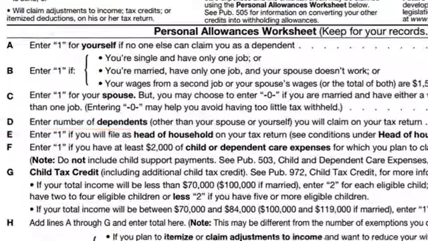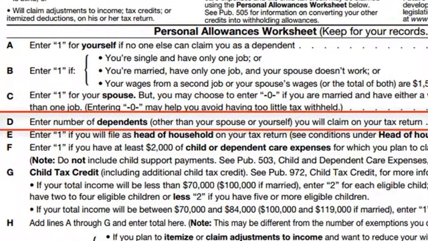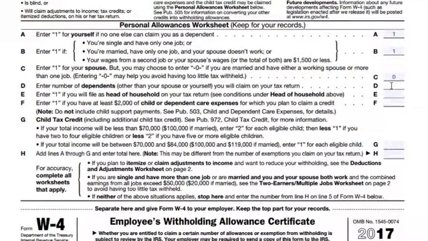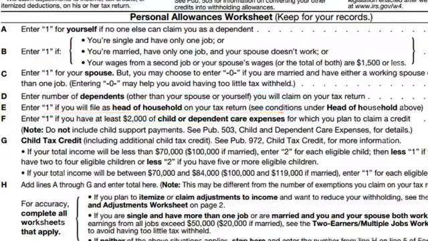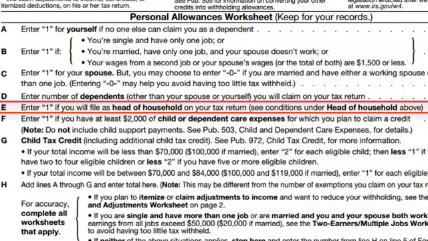Line D. Enter the number of dependents, other than your spouse or yourself, you will claim on your tax return. Susan has 2 dependents. Susan enters 2. Line E. Enter 1 if you will file as head of household on your tax return. See conditions on the head of household above.